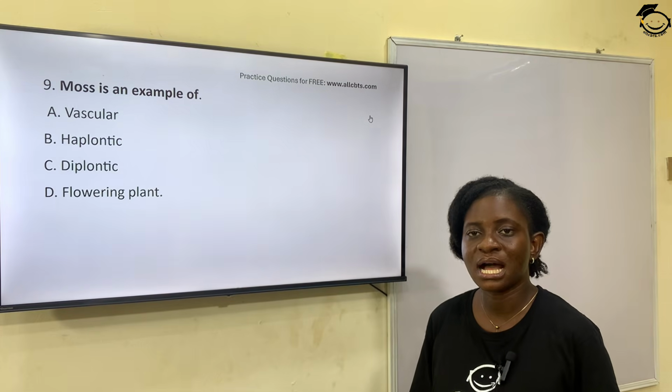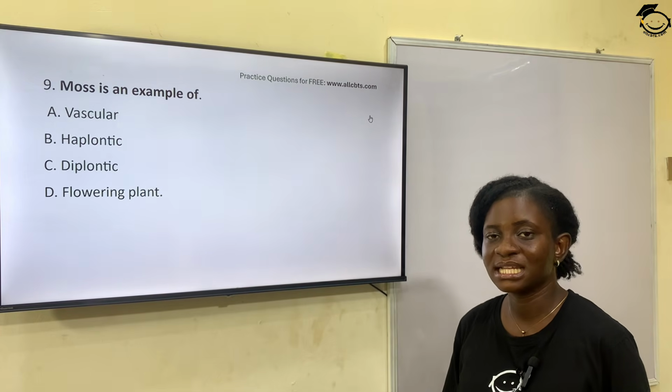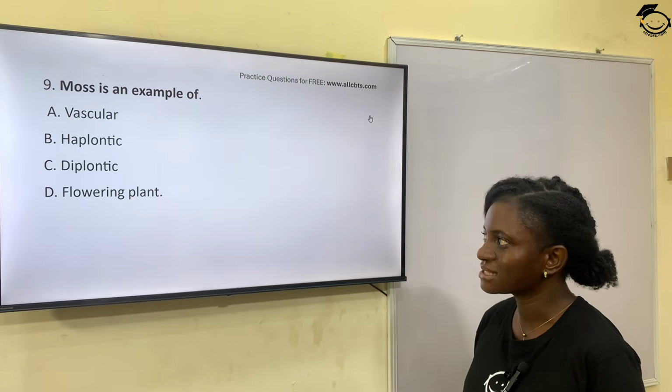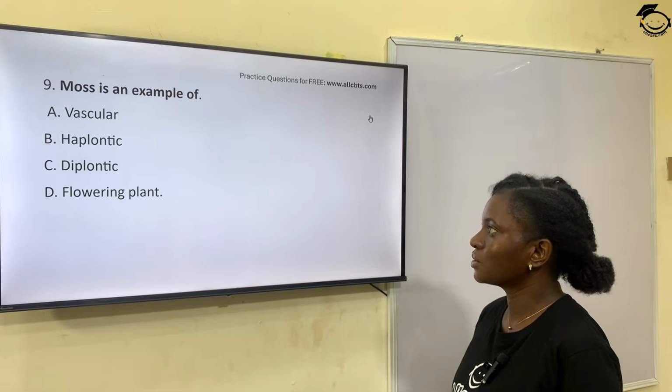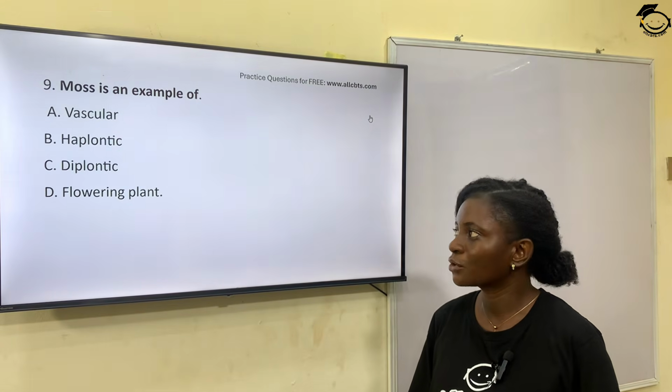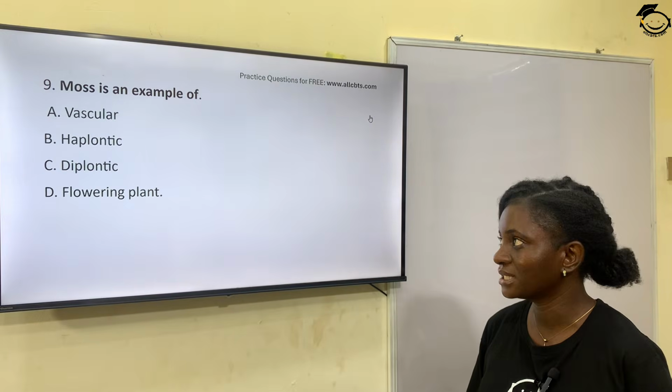And moss is haploid. That means it has one set of chromosomes. So the correct answer is haplontic. So moss is an example of haplontic. Option B is the correct answer.